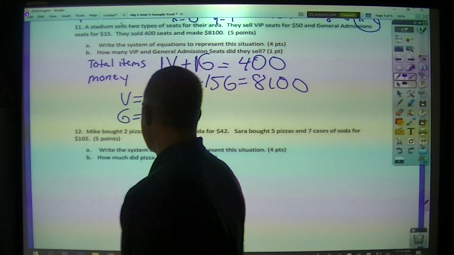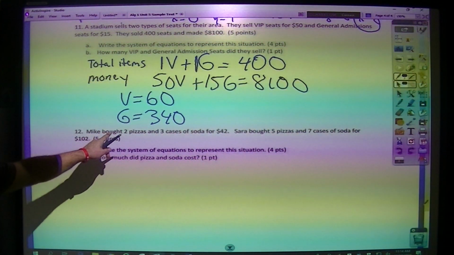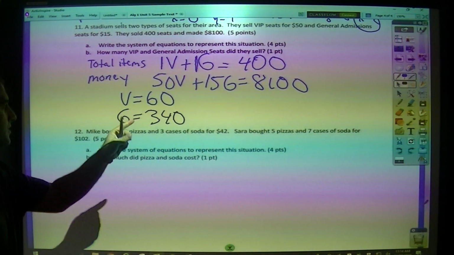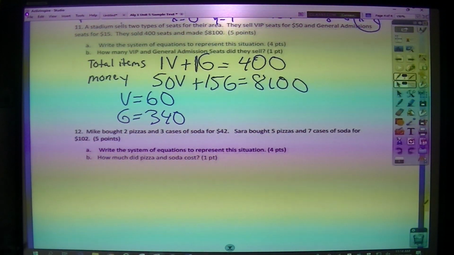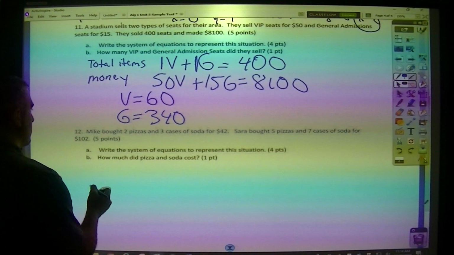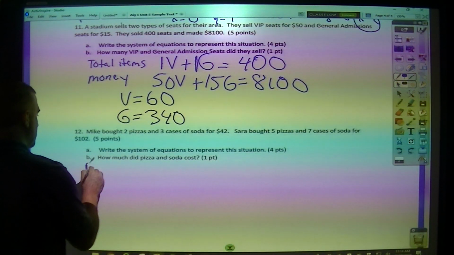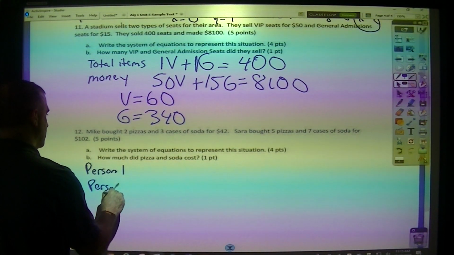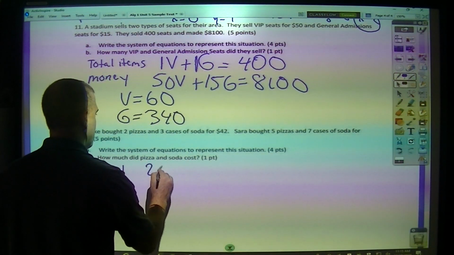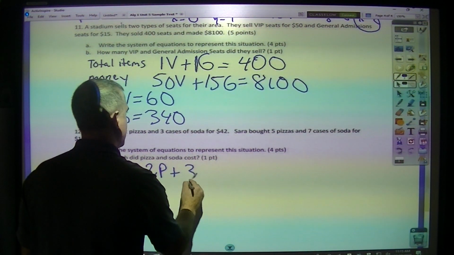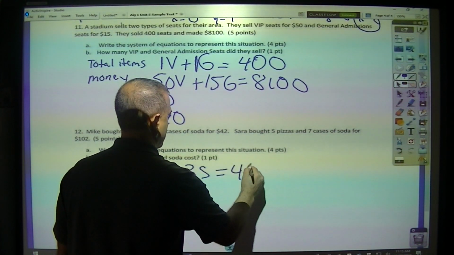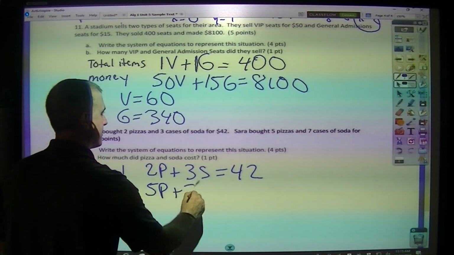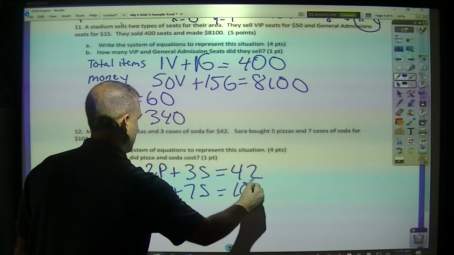Now this next type of word problem says Mike bought 2 pizzas and 3 cases of soda for $42. Sarah bought 5 pizzas, 7 for $102. What you're going to do is person 1. This is in comparison. Person 2. Person 1 bought 2 pizzas and 3 sodas and spent $42. Person 2, Sarah, bought 5 pizzas, 7 sodas, and spent $102.